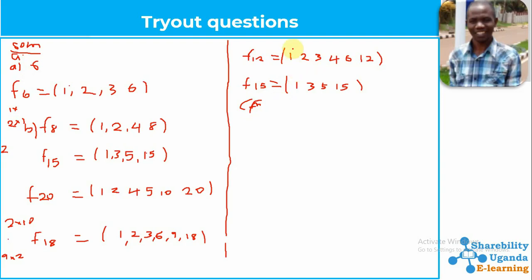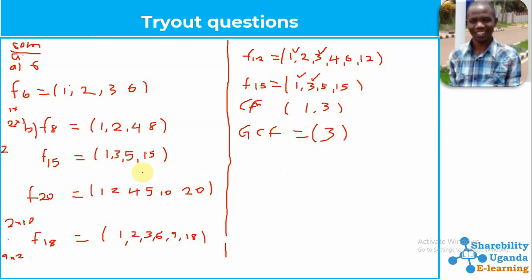Let's identify them. We have a 1 here is common. We have a 3 here is common. What other factor is common? Nothing. So our common factors here are going to be 1 and a 3. Please be able to separate these factors by commas, such that each factor is on its own. So now, for us to get the greatest common factor, the GCF, we shall get our 3 as our common factor.